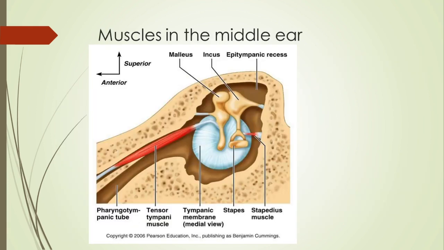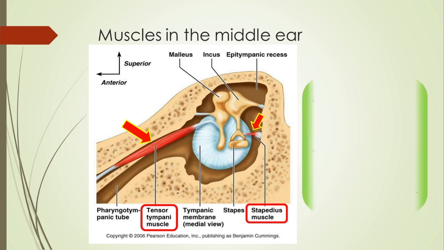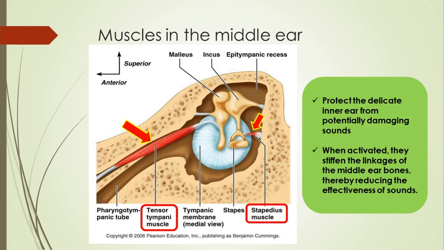Now let us see about two muscles that help in improving auditory perception and protect the delicate inner ear from loud and potentially damaging sounds. These muscles are tensor tympani and stapedius muscle. When there is a loud sound, these muscles get activated and they stiffen the linkages of middle ear bones. Thus, the effectiveness of sound is reduced and the delicate inner ear is protected from getting damaged.